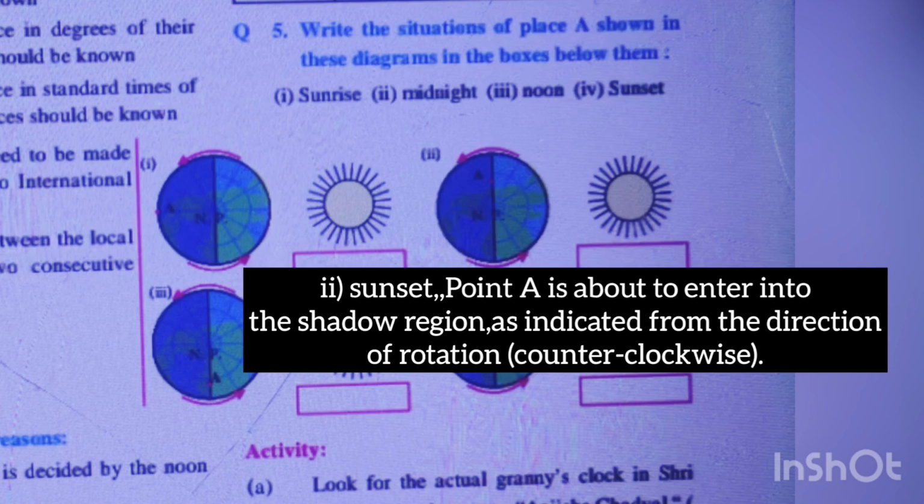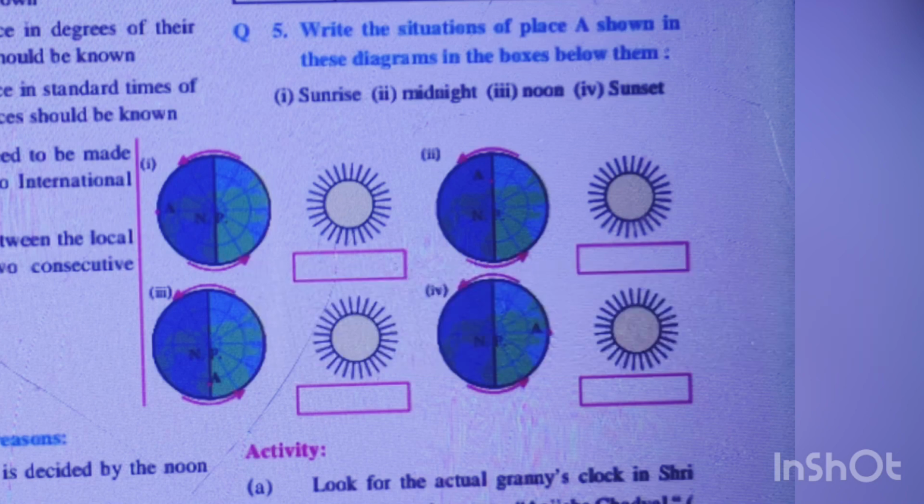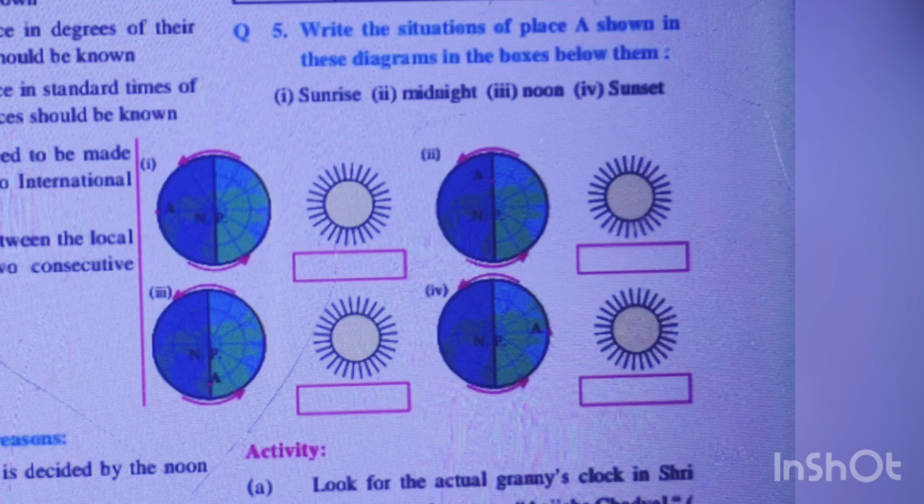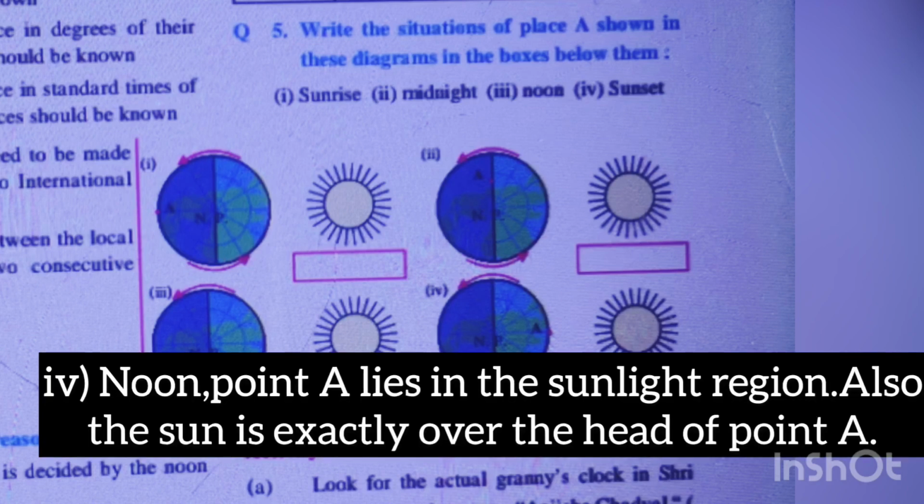The second diagram is sunset. Point A is about to enter the shadow region, as indicated from the direction of rotation, counterclockwise. The third one is sunrise. Point A is about to enter the sunlight region, as indicated from the direction of rotation, that is clockwise. Hence sunrise. The fourth one is noon. Point A lies in the sunlight region. Also the sun is exactly over the head of point A.